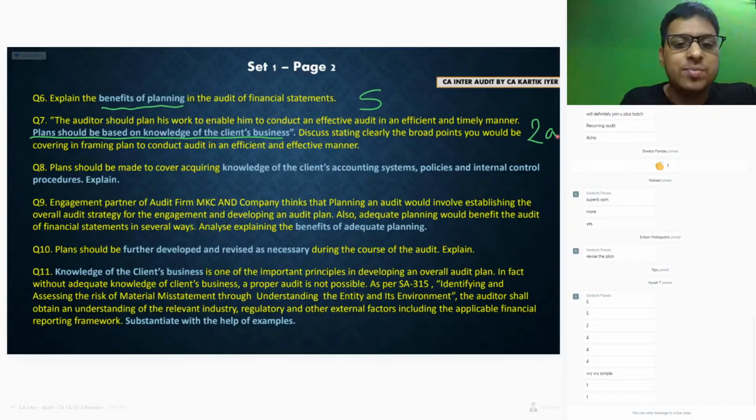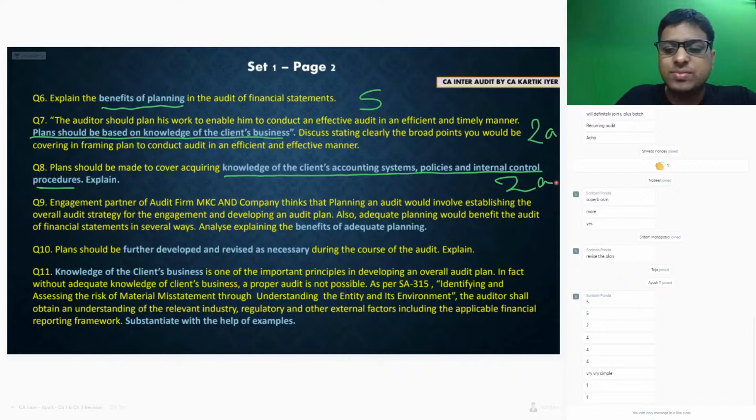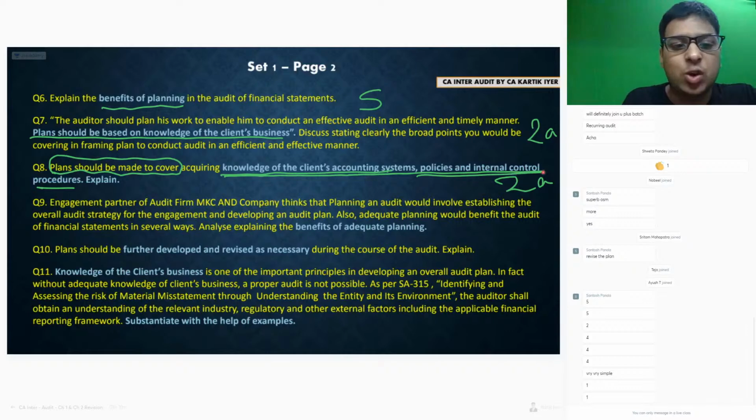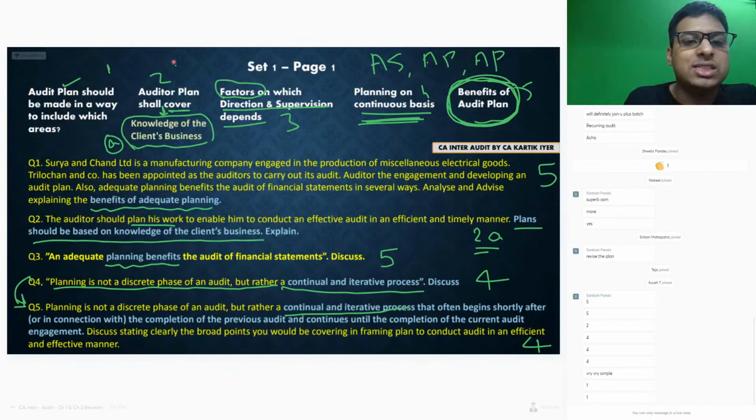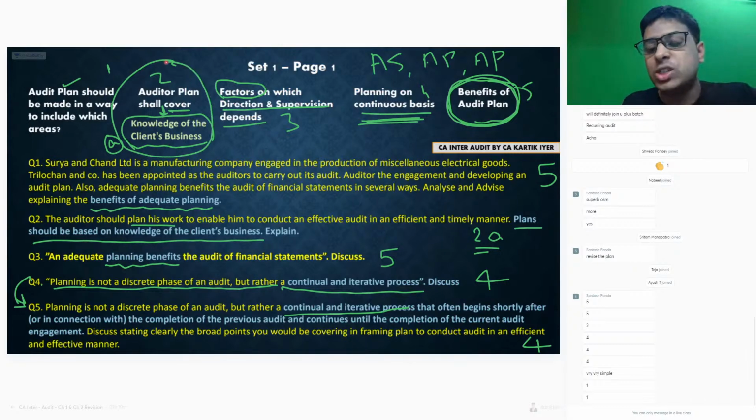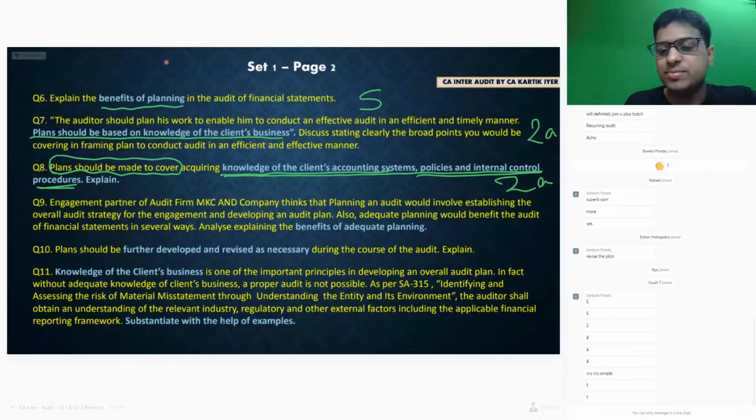See the next one now. Plan should be made in a way to cover acquiring knowledge of the client's accounting systems, policies, and internal control procedures. Again, what will be the answer? Again, it is knowledge of the client's business. But in this answer, because they have mentioned plan should be made in a way to cover, and they have mentioned knowledge of the client business, policies, internal control procedures, here you can include the entire 2 part and not just 2A. Are you understanding this? Okay. So all points of 2 can come here. Very simple to understand.